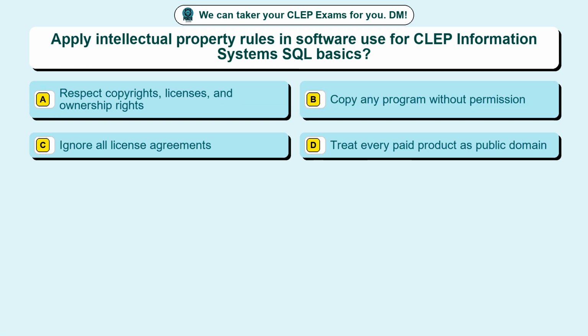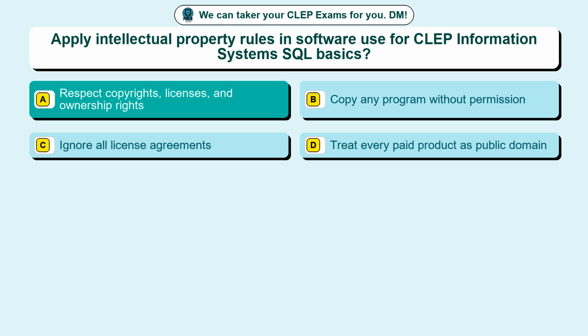Question 98. Apply intellectual property rules in software use for CLEP Information Systems SQL Basics. Option A. Respect copyrights, licenses, and ownership rights. Option B. Copy any program without permission. Option C. Ignore all license agreements. Option D. Treat every paid product as public domain. The correct answer is option A.